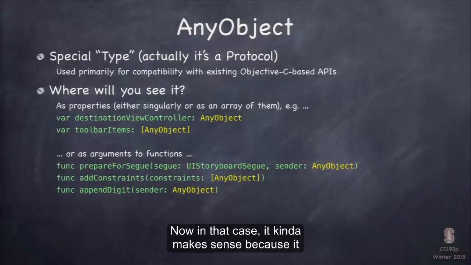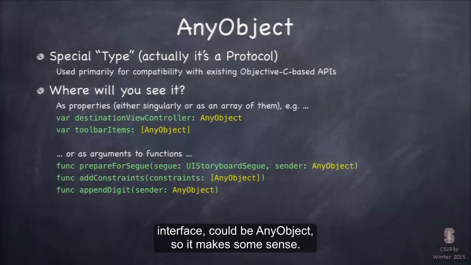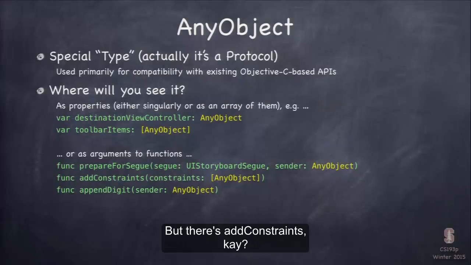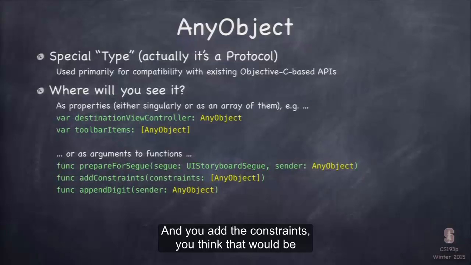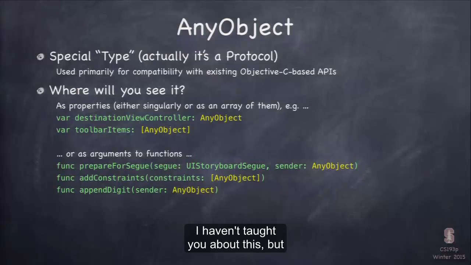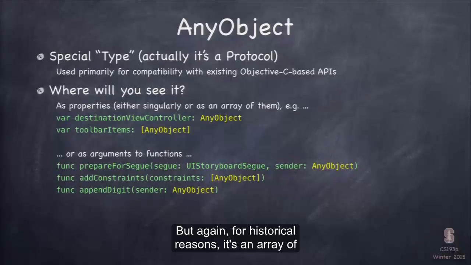Now in that case, it kind of makes sense because it really could be any object, because whatever's causing the segue to happen in your user interface could be any object. But there's add constraints, which is another UI view controller thing. And you add the constraints, you think that would be an array of whatever class constraints are. I haven't taught you about this, but these are the constraints that do all our UI shifting. But again, for historical reasons, it's an array of any object.